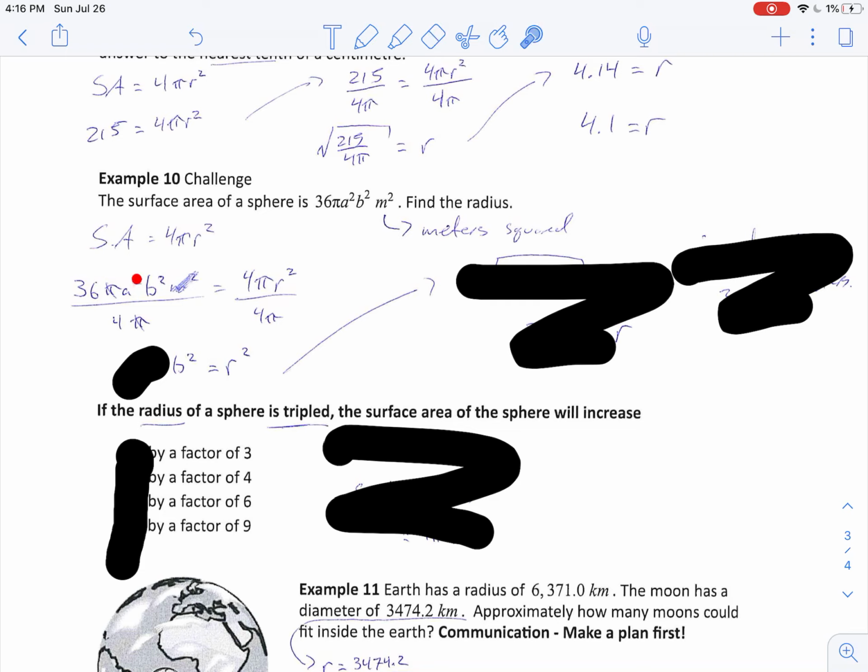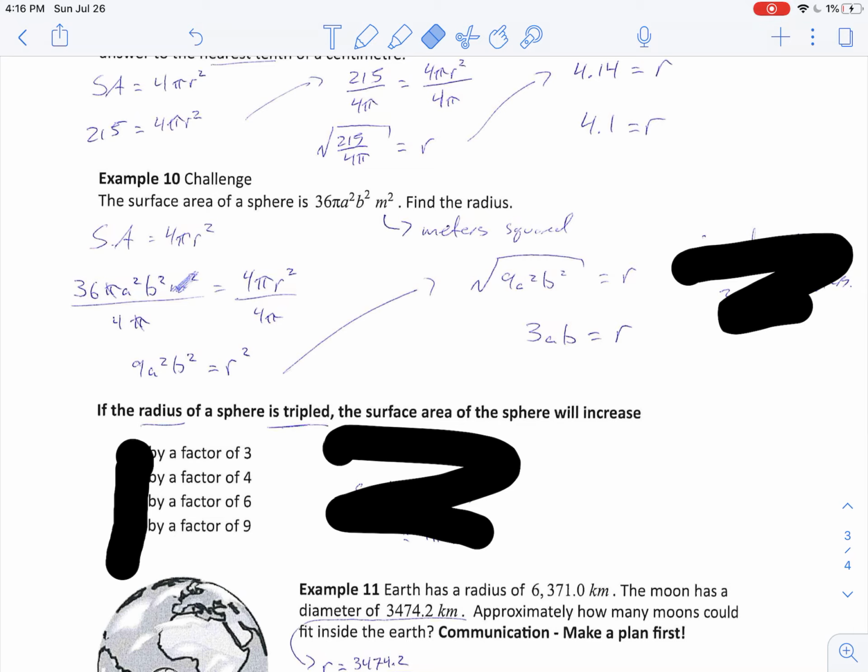36 pi a squared b squared equals 4 pi r squared, because we're looking for surface area. We'll divide both sides by 4 pi, because I'm looking for the radius. The pi's cancel out, 36 divided by 4, so I end up getting 9 a squared b squared equals r squared. I need to go one more step because I need to find r, so I take the square root of both sides, and I end up getting my r value to be 3ab. So therefore the radius is 3ab meters.